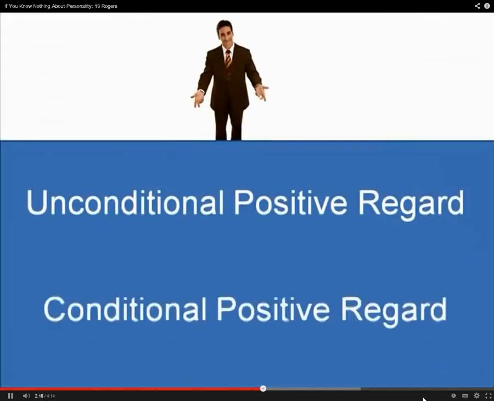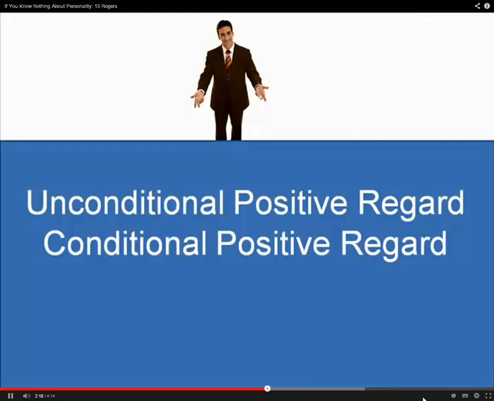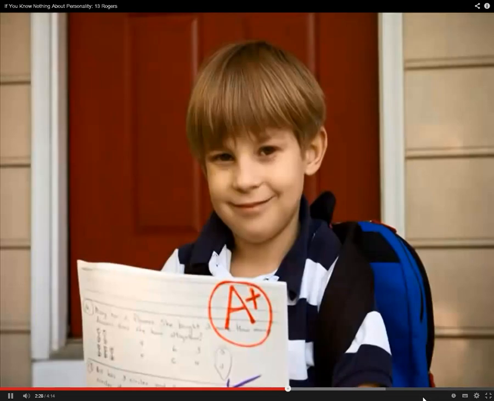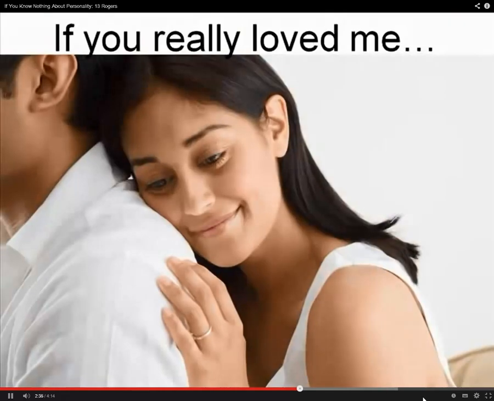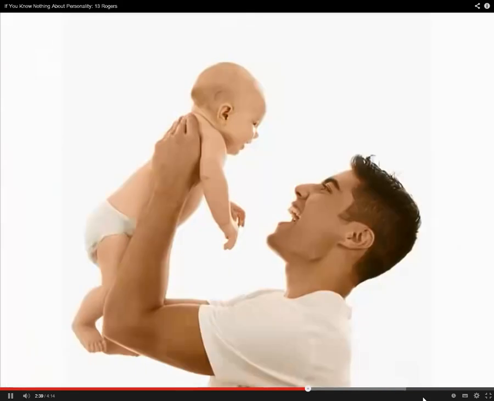Rogers differentiates between conditional positive regard and unconditional positive regard, total acceptance. In conditional positive regard, love is contingent on meeting a standard. I love you if, or often, if you love me, you would. When people make love contingent on doing something for them, meeting their needs, acting according to their standards, their love is not fully free. In unconditional positive regard, you are accepted for who you are, just the way you are.